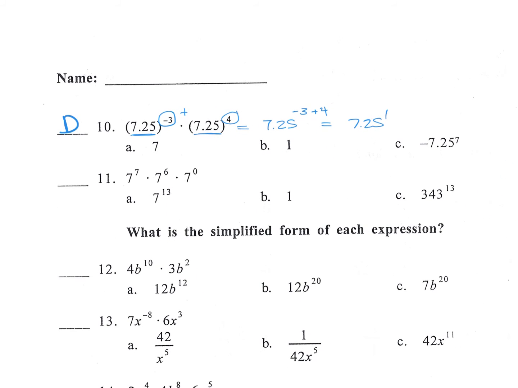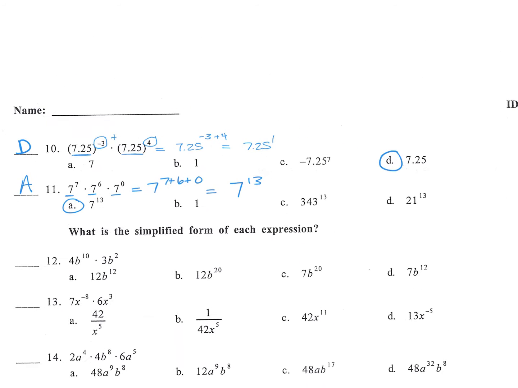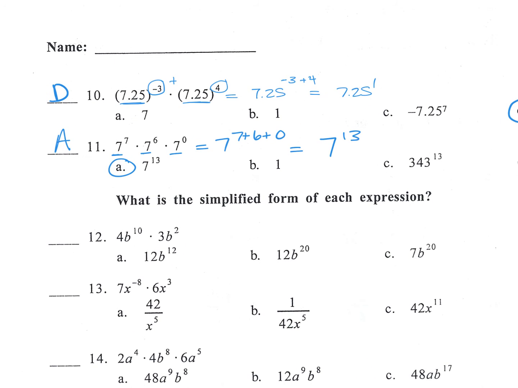Most of you did very well on these. Number 11, same base. So we're just going to add 7 to the power of 7 plus 6 plus 0. So I get 7 to the power of 13. Guys, that's answer choice A. We don't need to work that out in the calculator.